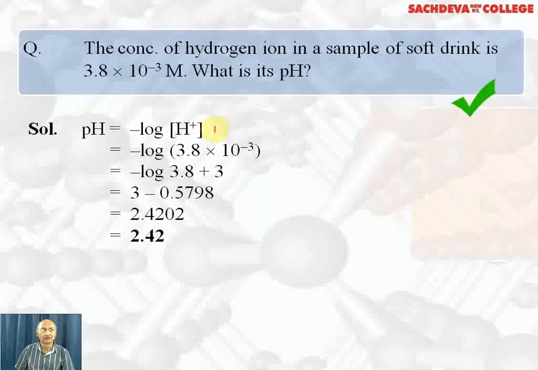Let's take a question based on this chapter. First question: the concentration of hydrogen ion in the sample of soft drink is 3.8 × 10^-3 molar. What is its pH?